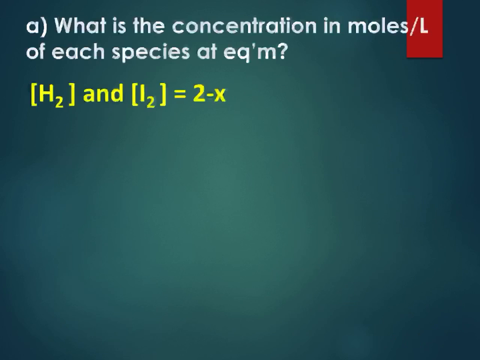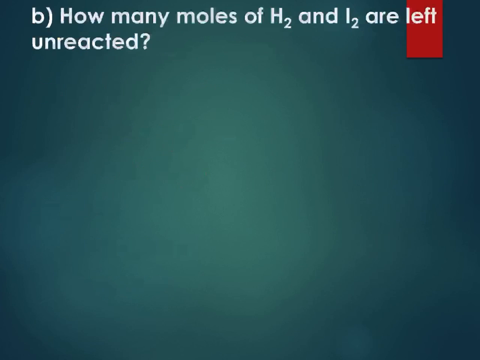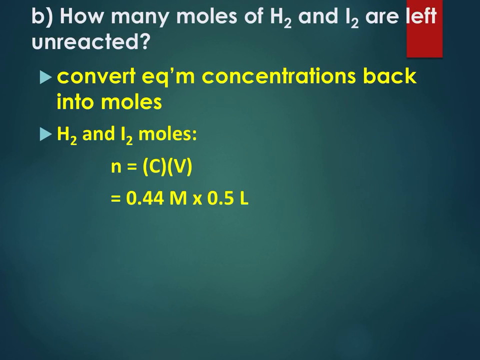So H2 and I2 are the same. They're 2 minus x. So 2 minus 1.56 is going to give us 0.44, making sure you include units in the concentration value. HI is 2 times x, so 2 times 1.56, giving us 3.12. And then again, part B says change it into moles, and this is just to revisit grade 11 and practice those concepts, and you get 0.22 moles. So often you don't need to do that in the question. You just have to read the question carefully and see what it's asking for.